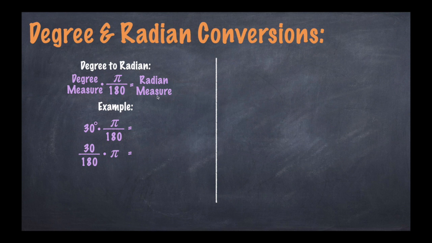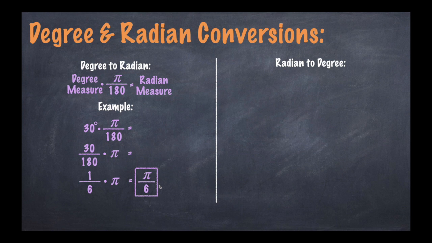Now, 30 and 180, that part right there can simplify. So I rewrote this as 30 over 180 times pi. Nothing's canceling that pi out. So from here, when we reduce 30 divided by 180, we get 1 over 6. So if I get 1 over 6 times pi, I'm going to get pi over 6. So 30 degrees is equivalent to pi over 6.